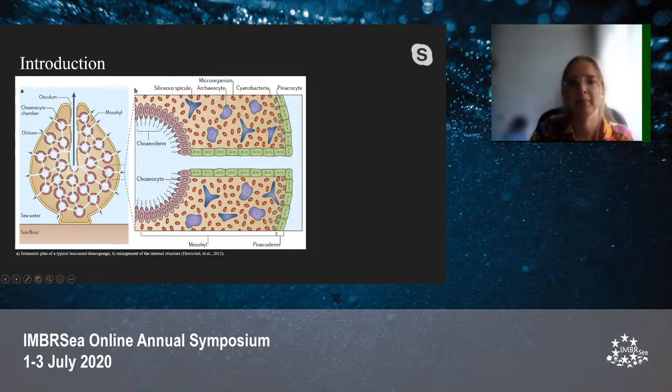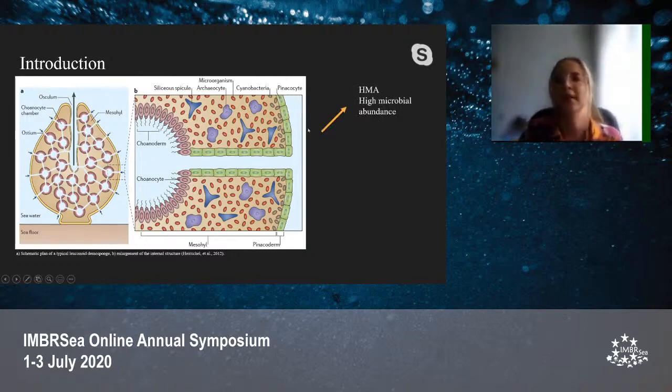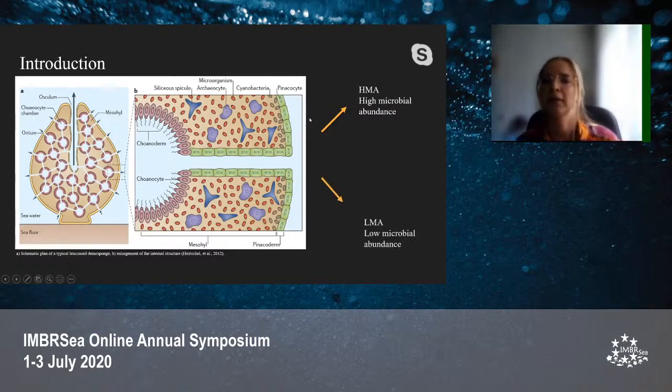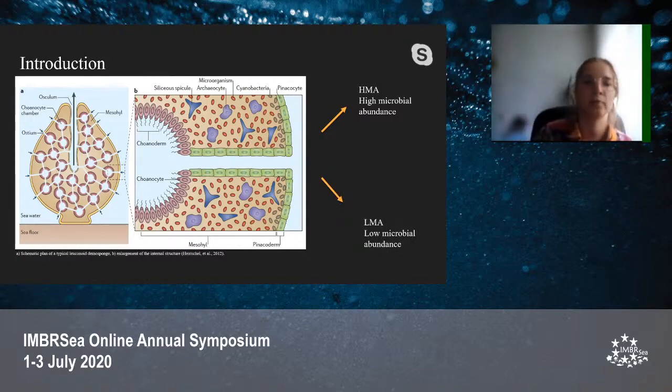Depending on the abundance of these microorganisms, sponges can be distinguished into two groups. The first one is HMA, standing for high microbial abundance, showing a higher richness of microorganisms. And the LMA group, standing for low microbial abundance, presenting a lower richness of microorganisms.